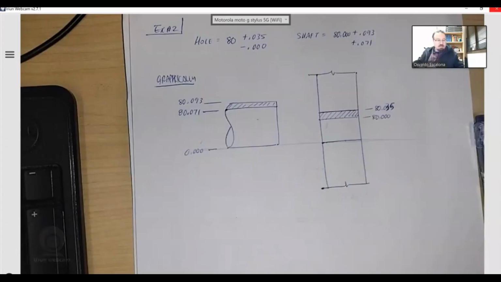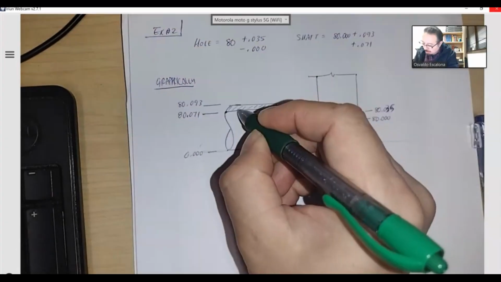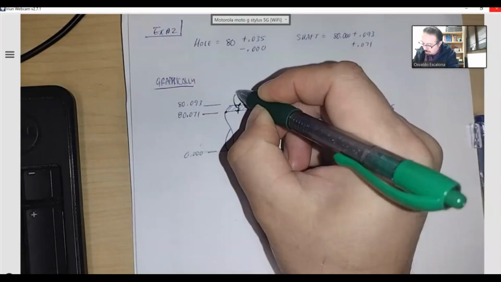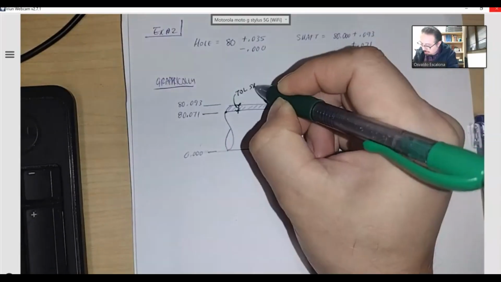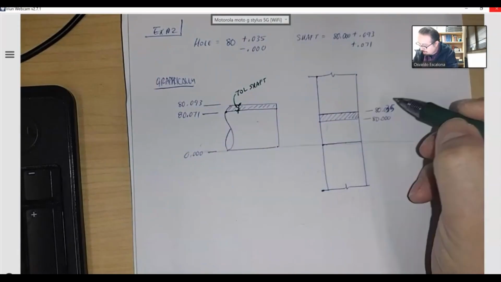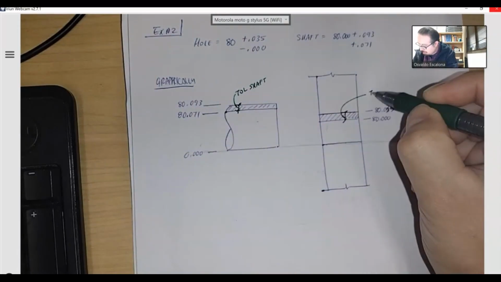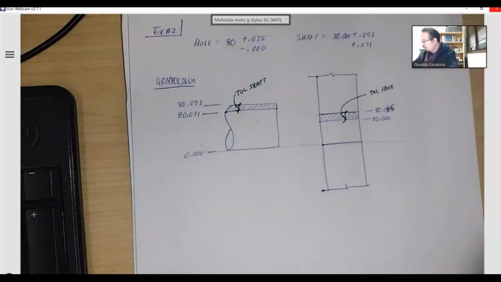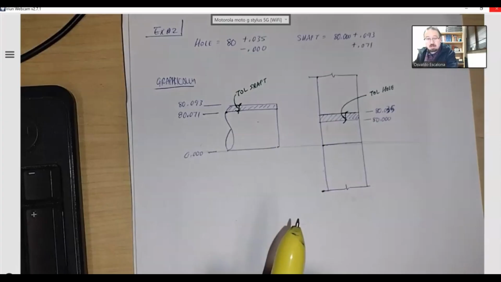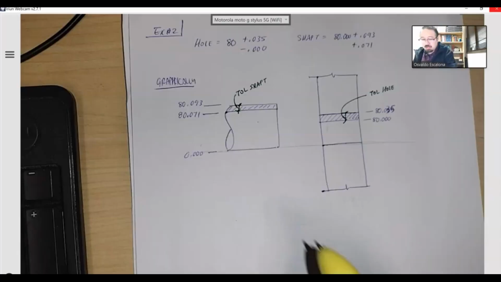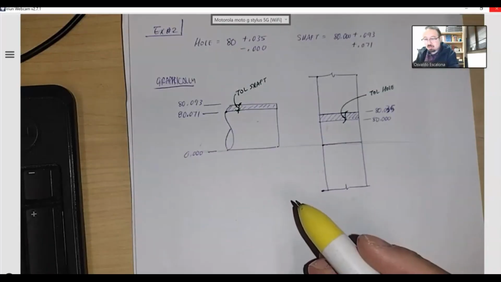All right, so what can I find from here? Well, I can find the tolerance. This is the tolerance of the shaft. I can find the tolerance of the hole. I can find the tightest fit and the loosest fit, which are my allowance and my clearance. Let's see, what is the tightest fit? Tightest fit, or allowance.